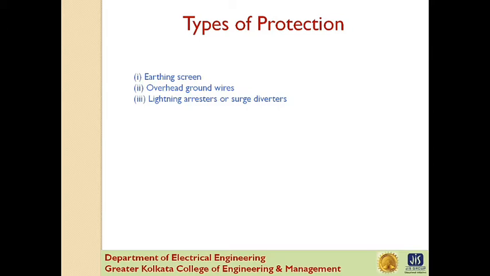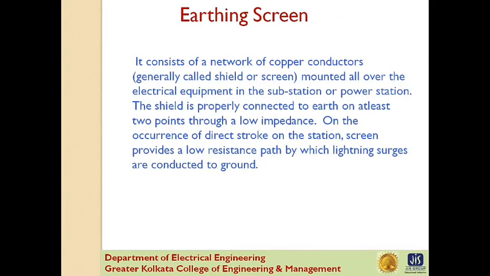There are a lot of lightning arrestors, each with its own advantages and disadvantages. We will discuss them one by one. First, we discuss the earthing screen. Power stations and substations generally house expensive equipment. These stations can be protected against direct lightning strokes by providing an earthing screen.